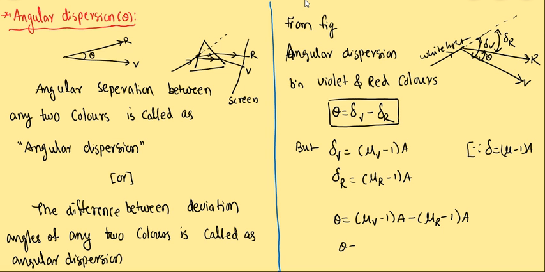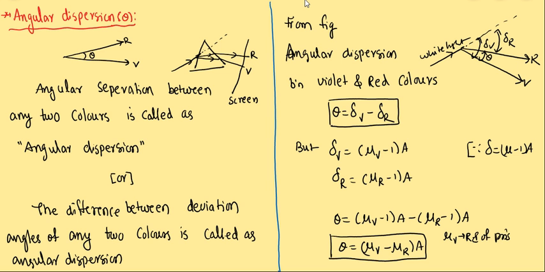When you simplify this, after the simplification we will get nu V minus nu R into A. This is one more formula for the angular dispersion. nu V is the refractive index of prism for violet color, and nu R is the refractive index of prism for red color. Now you note it.